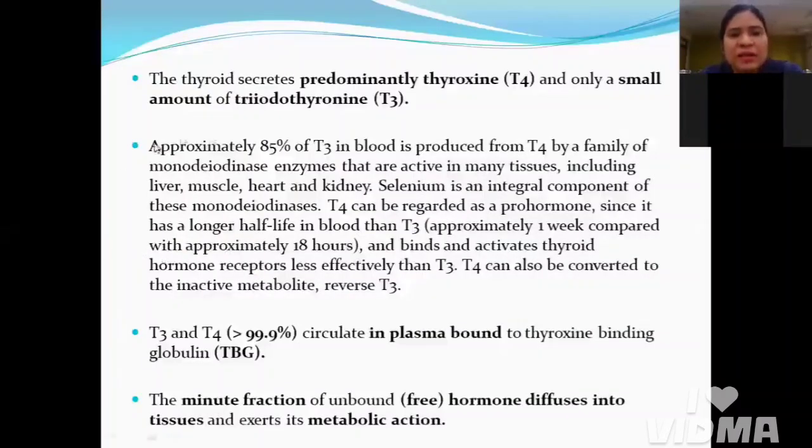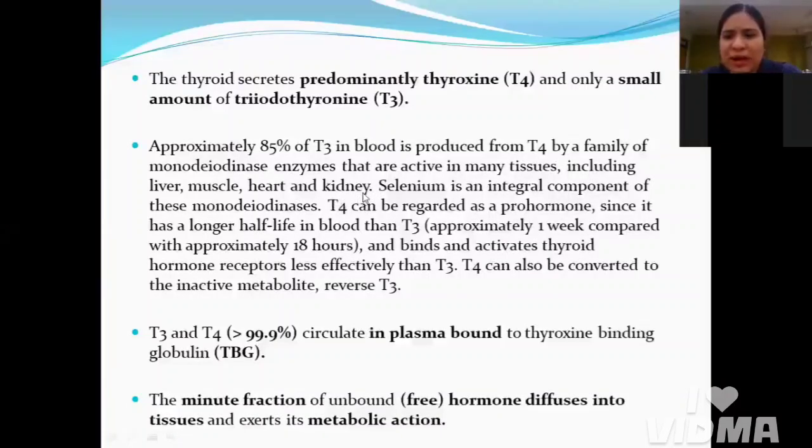So the thyroid secretes predominantly thyroxine, that is T4, and only a small amount of triiodothyronine. Okay, so the majority is T4 and only a small amount is T3. Approximately 85% of T3 in blood is produced from T4 by a family of monodeiodinase enzymes that are active in many tissues, including liver, muscle, heart, and kidney.